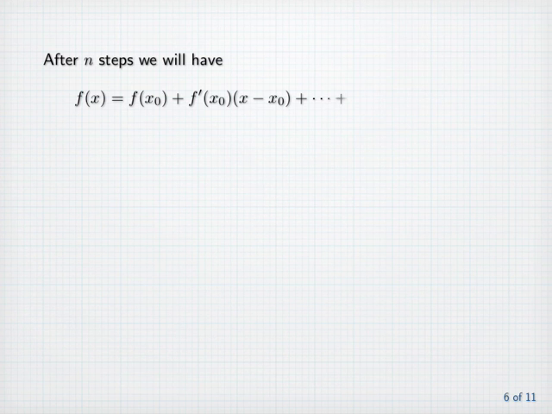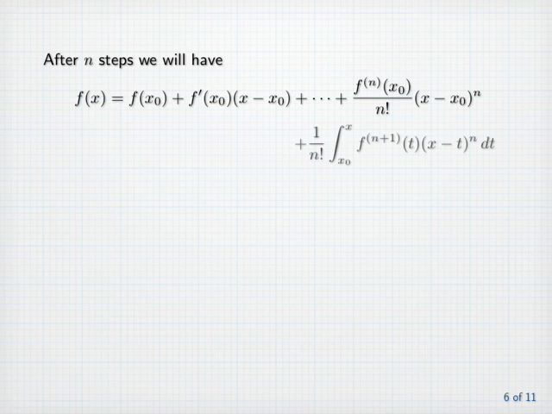Now if we continue this, after n steps, we will have f of x equal to f of x0 plus f prime of x0 times (x minus x0) plus terms up to the nth derivative of f evaluated at x0 divided by n factorial times (x minus x0) to the nth power, plus 1 over n factorial times the integral from x0 to x of the (n plus first) derivative of f at t times (x minus t) to the nth power dt.